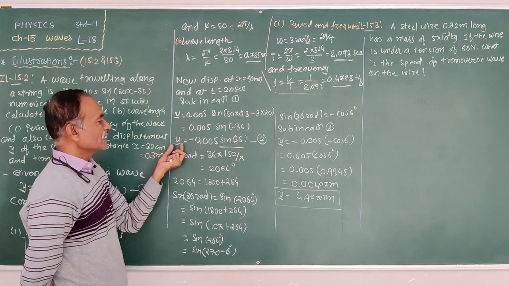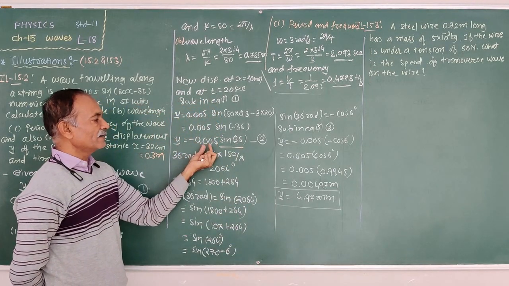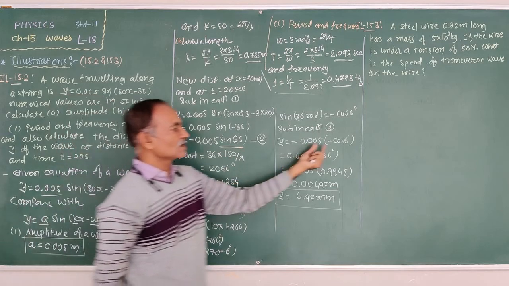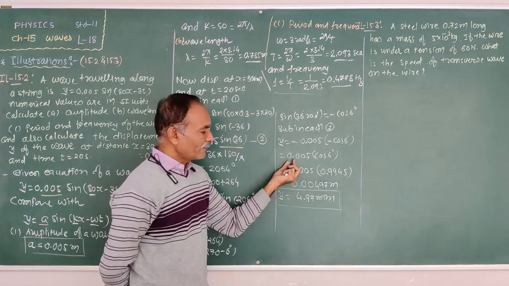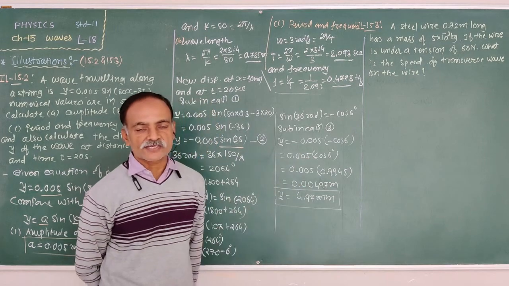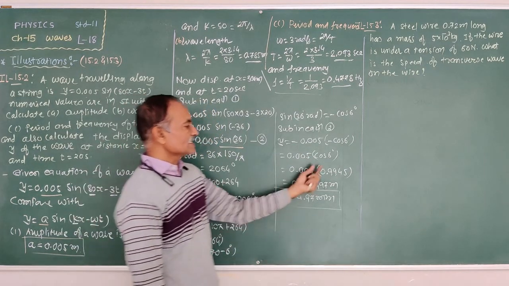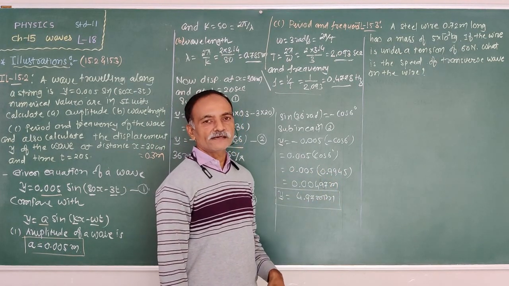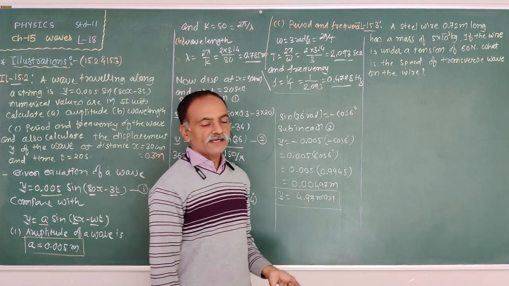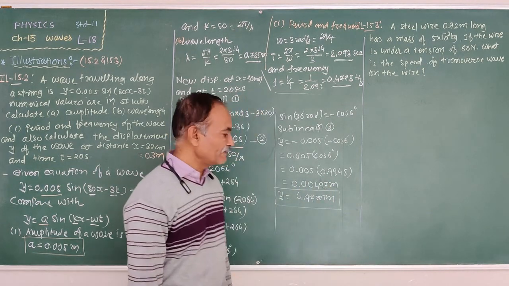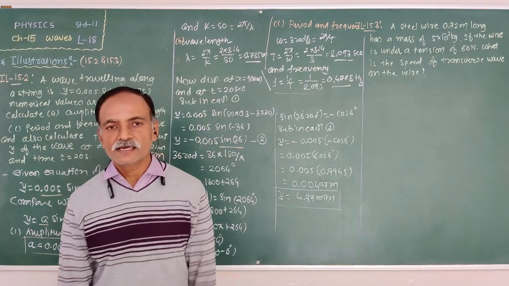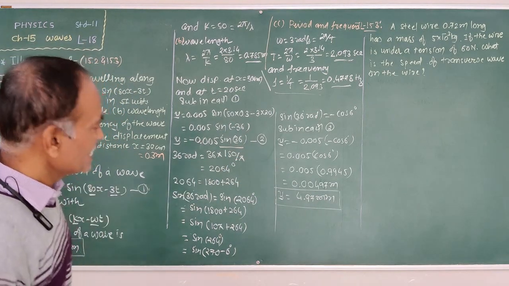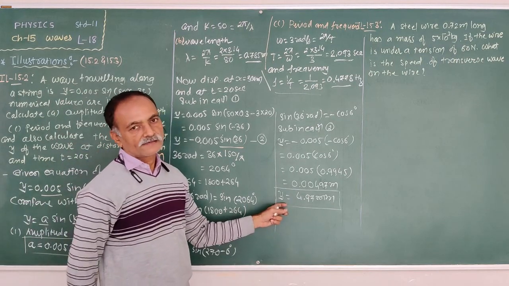Substitute in this equation, therefore y is equal to minus 0.005 sin 36. Instead of sin 36, we substitute minus cos 6 degree. Minus minus plus, therefore 0.005 cos 6 degree. Now cos 6 is 0.9945, therefore 0.005 into 0.9945. We obtain 0.00497 meter, that means 4.97 millimeter. That is the displacement of the particle.